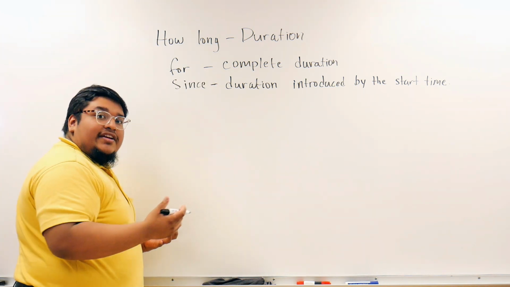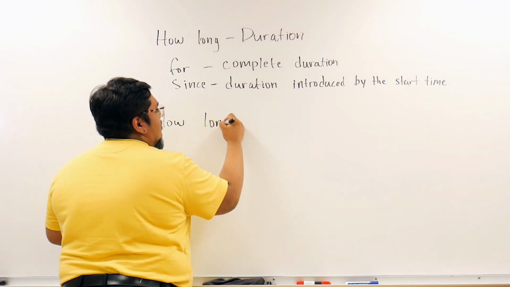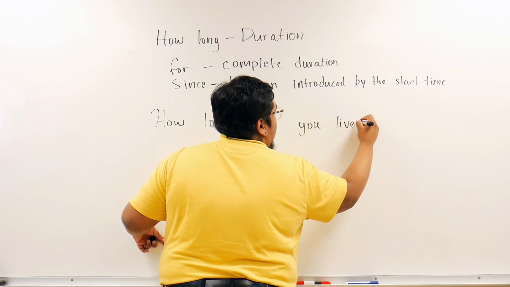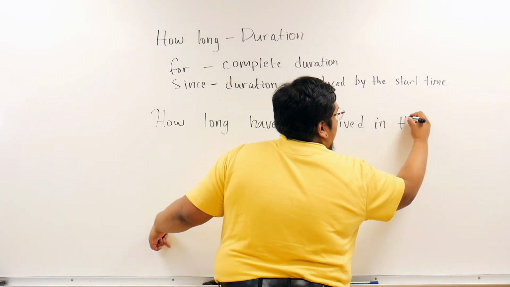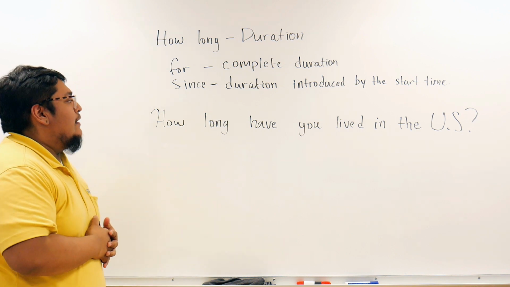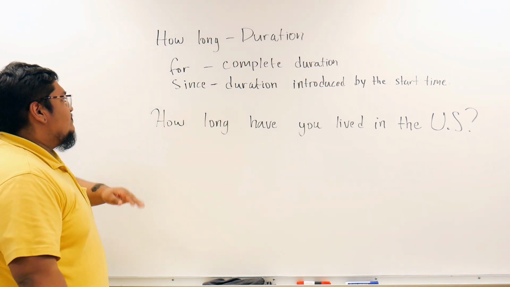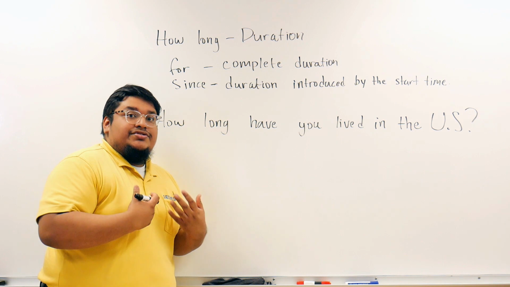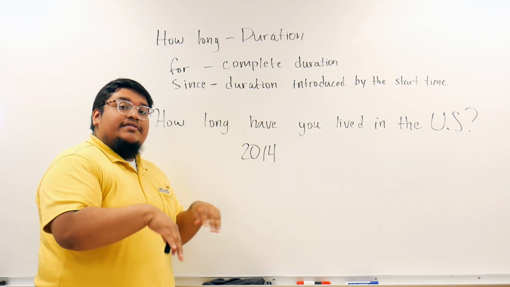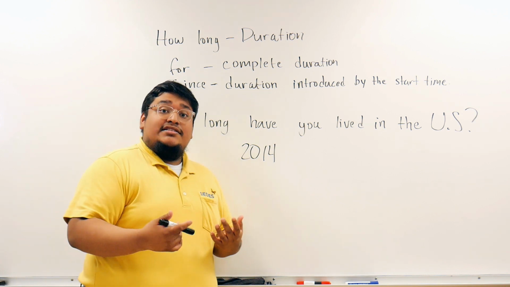So a question that we often get asked is, how long have you lived in the U.S.? Okay, it's a question, so we need a question mark. This is a question that we get asked often, right? If we're foreigners, how long have you lived in the U.S.? Well, let's say that I moved to the U.S. in 2014. So, let's imagine that I moved here to the United States of America in 2014. What year is it today? Well, if I look at my calendar, it's going to say 2020.